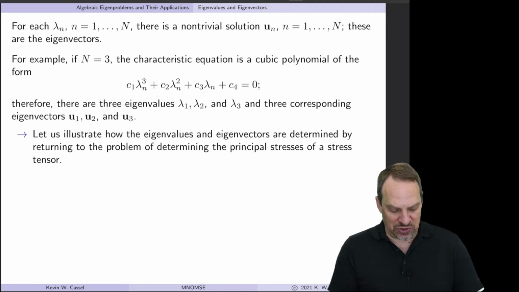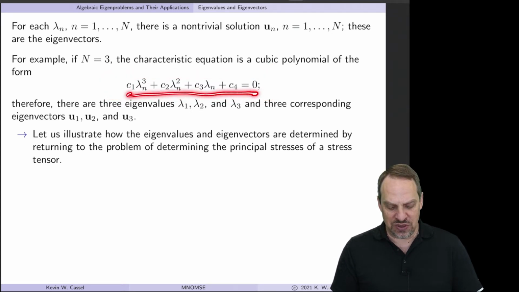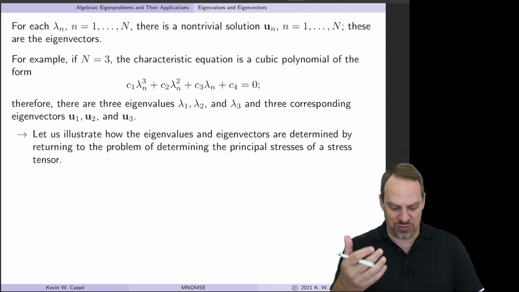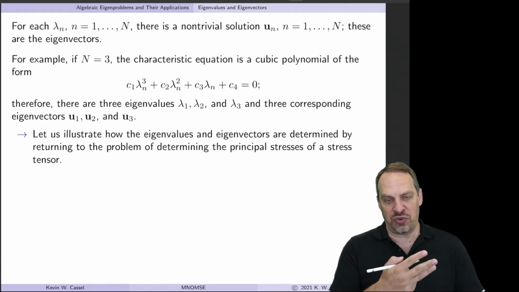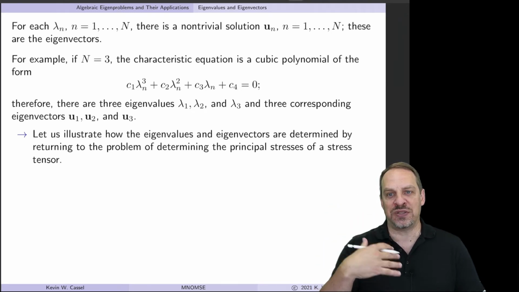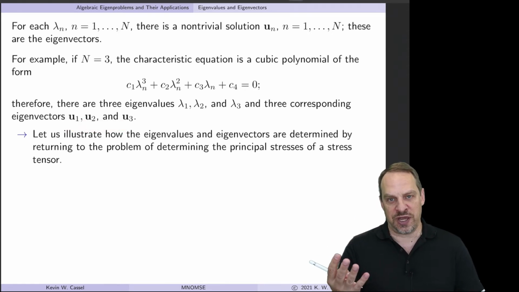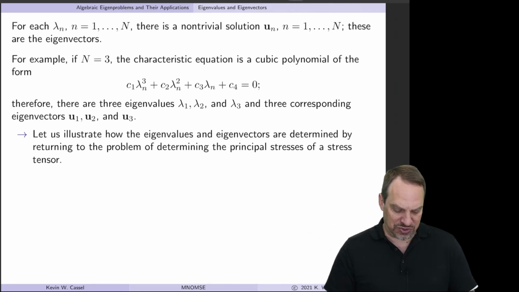So eigenvalue lambda 1 has an eigenvector u1. If, for example, n was equal to 3, so A was a 3 by 3 matrix, our characteristic equation would be a cubic polynomial that looks something like this. We would get the 3 roots or solutions of that polynomial, and those would be lambda 1, lambda 2, and lambda 3, the 3 eigenvalues for the 3 by 3 matrix A. Then, the process of getting the eigenvectors u1, u2, and u3 that correspond to those eigenvalues will be addressed in some examples.